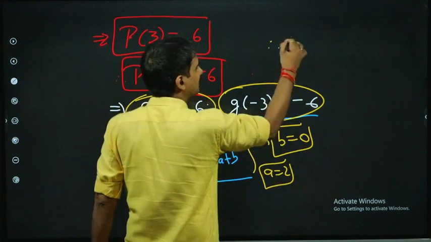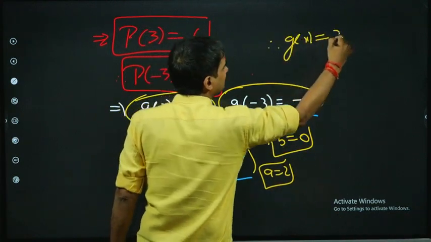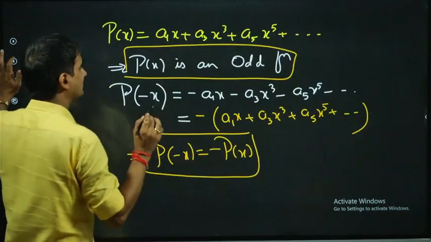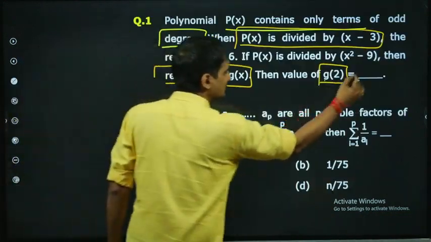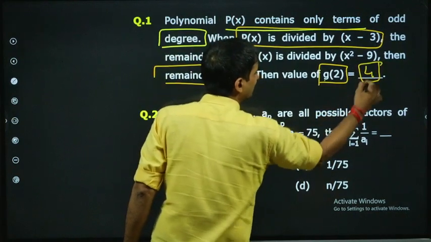So how much is g of x? g of x is nothing but 2x. Therefore the value of g of 2 is, so how much, what's the value? The answer should be 4 here, bachcho.